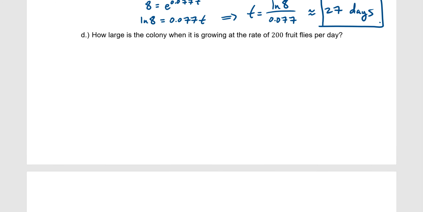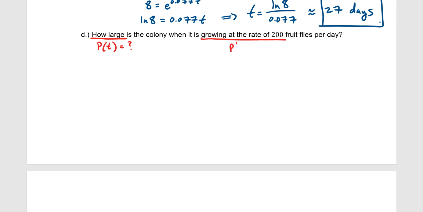And then one more of these types of questions, and then we'll move on to exponential decay. How large is the colony when it is growing at the rate of 200 fruit flies per day? So we should see this phrase right here, growing at the rate of 200 fruit flies per day. We should know that that's going to be p prime of t equals 200, and we're looking for p of t.